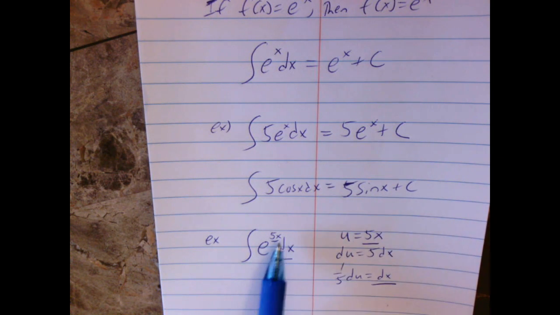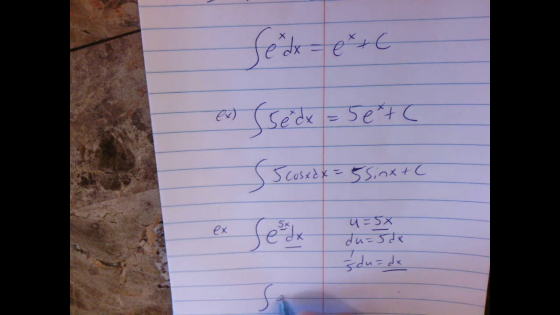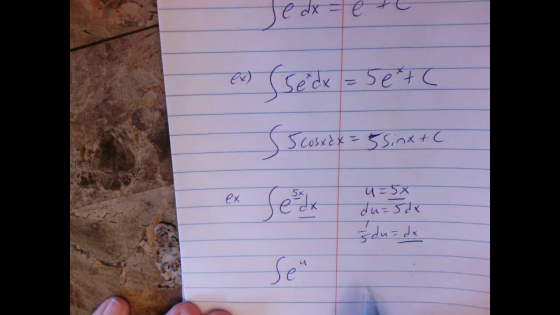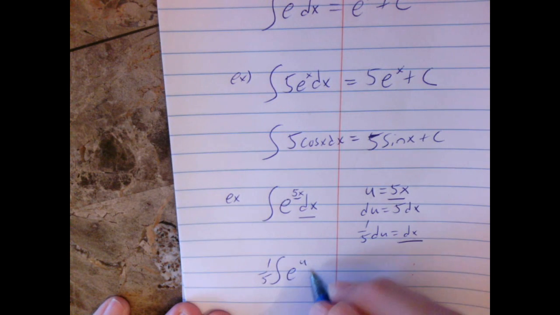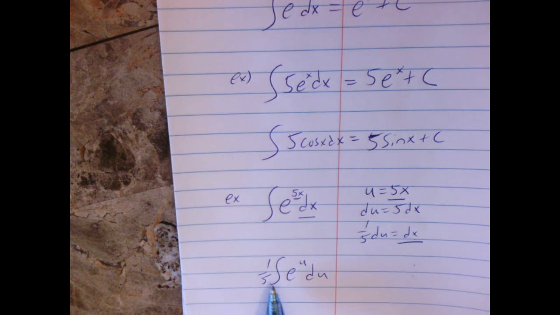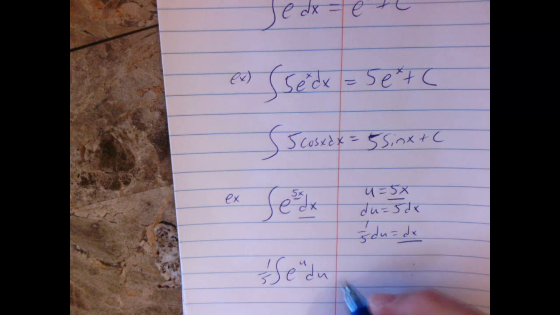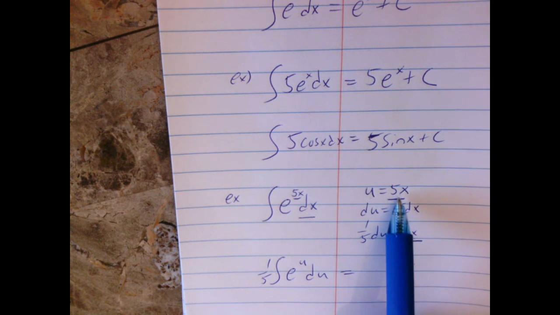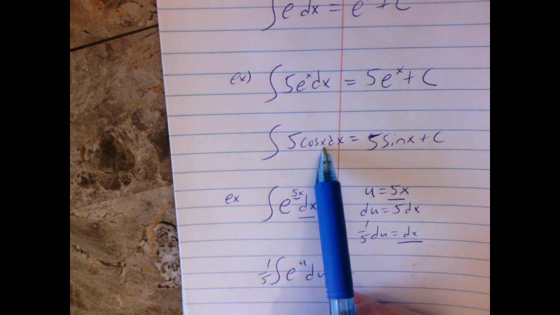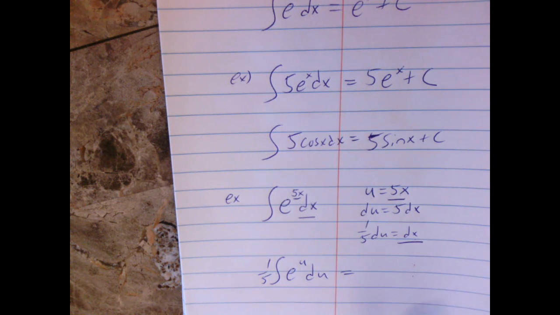If u is 5x, this part becomes e to the u, and dx becomes 1/5 du. So 1/5 du. I do typically like to put the constants on the outside so you don't get as confused, but you don't have to. You could easily just keep it inside if you'd like. It doesn't make a difference. So all we did here was an old-fashioned u substitution problem, similar to if we had cosine of 5x. It would have been the same type of strategy.